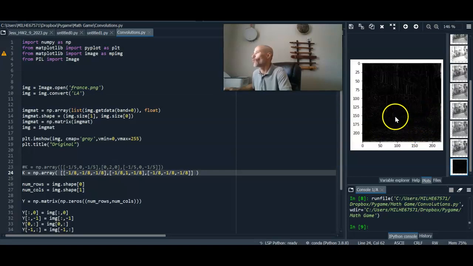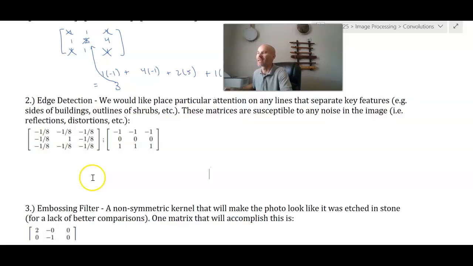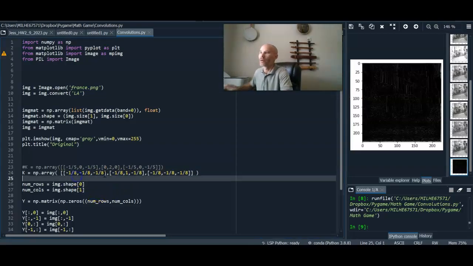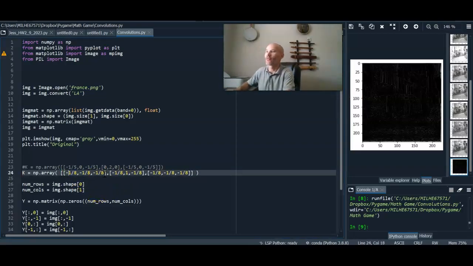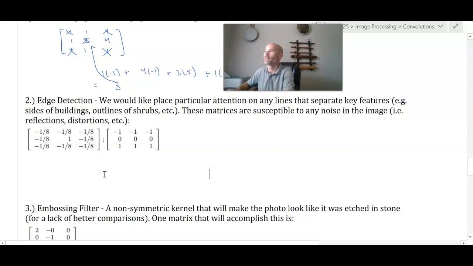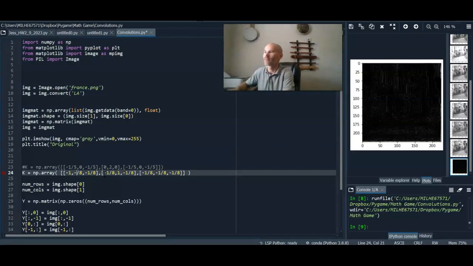Probably not what we want, but if we were to increase the size of this, you can see that where all of that white is, that's just placing more emphasis on those distinguishing features that separate the shapes. Now, of course, that doesn't look good at all. But let's go ahead and try this other matrix where we have -1 across the top row.